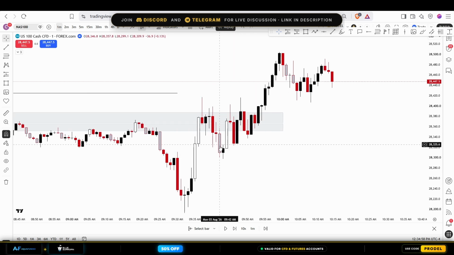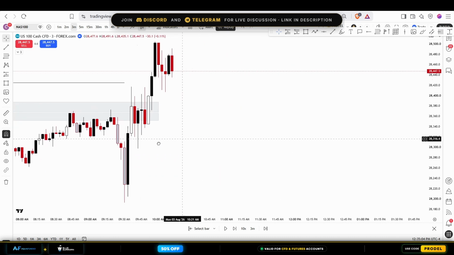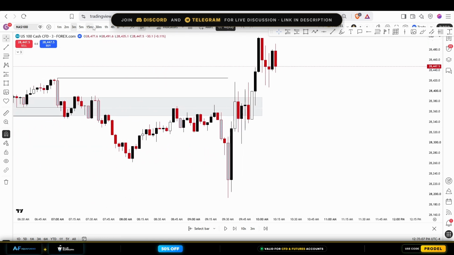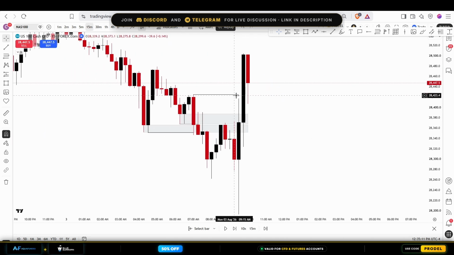Here you can see this is the sell trade, but actually there is the 3-minute FVG that is opposing our entry. So I just avoided this trade. And after that, you can see it broke the structure to the upside. Here you can see it broke the structure to the upside.